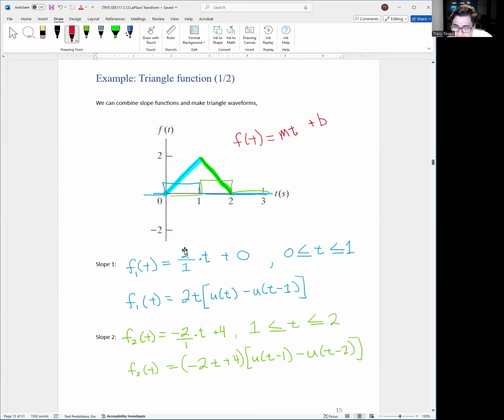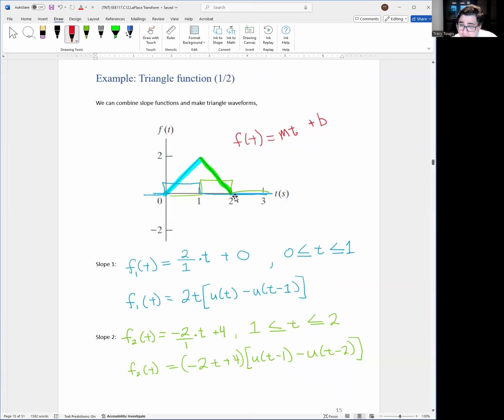This is our k value. And this is on between 0 and 1. So we can bring this down. Our k value is 2t. And we're going to multiply, open bracket, the window function. The window function turns on at 0, so u of t right here turns it on. And then we'll cancel it and turn it off by subtracting the same step function at u of t minus 1. So we close the window. Everything in these big brackets is our window function between 0 and 1 right here. Okay, so we just made the first blue.